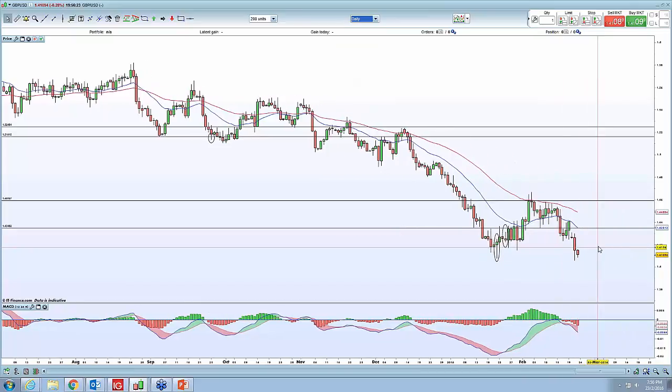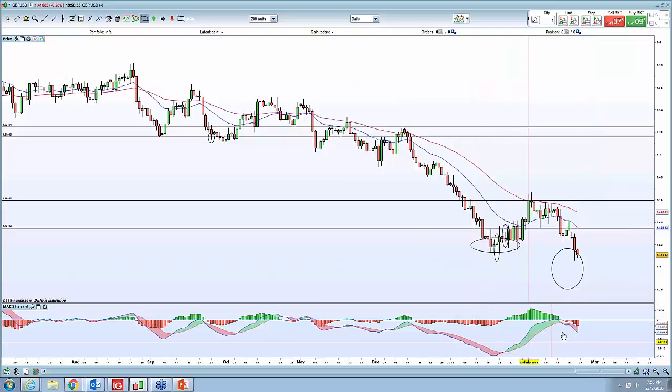Okay, but you can let it retrace to 142. On the daily chart, there's a bit of divergence as well, sorry. So I wouldn't take a pound dollar short anymore. There's huge divergence here, look at this. See that? So just be a bit careful if you're planning to short the pound dollar, okay?